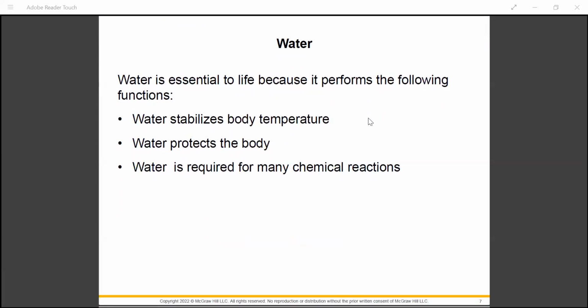So water performs a lot of essential functions in the body, but we kind of summarize this in three big ones. We have the stabilization of body temperature. It's actually protective for the body, and it's going to be required for many of our different chemical reactions. So stabilized body temperature, protection, and needed for chemical reactions. That's our three essential functions.